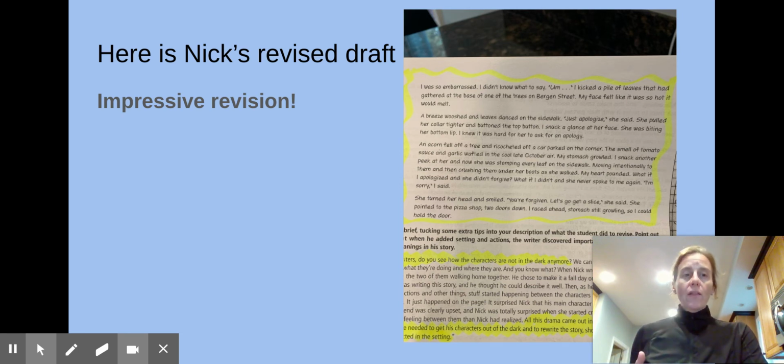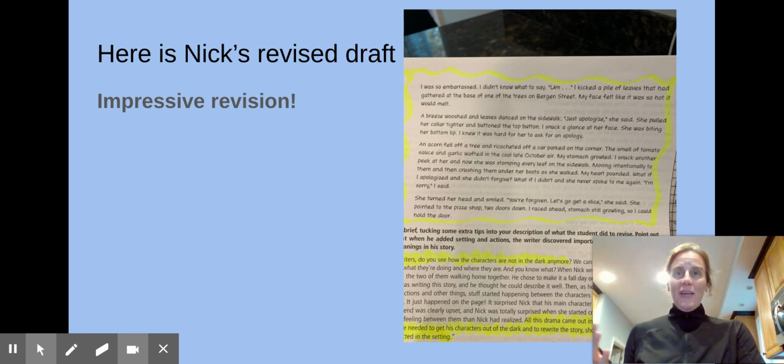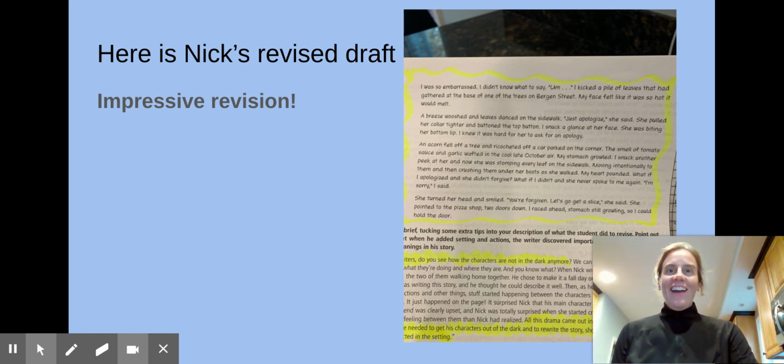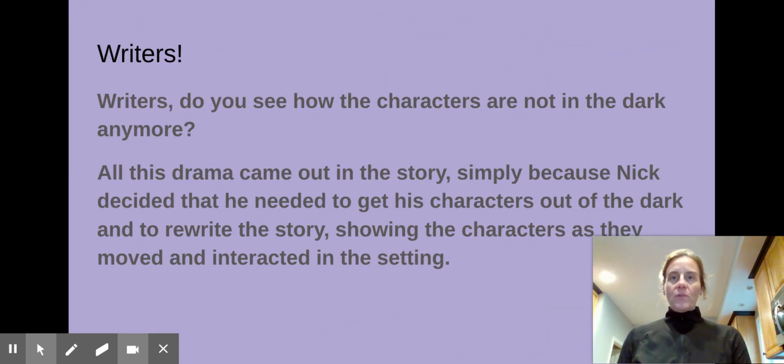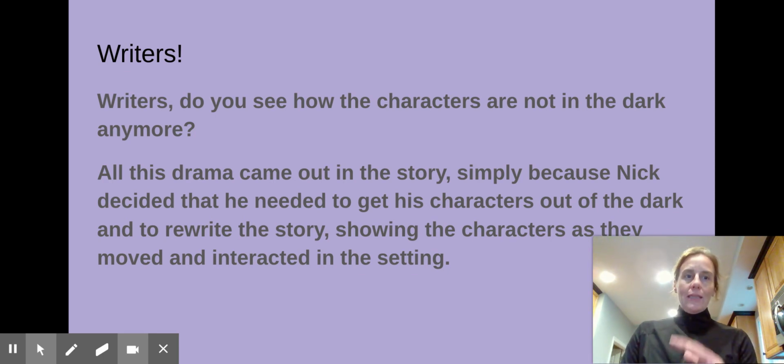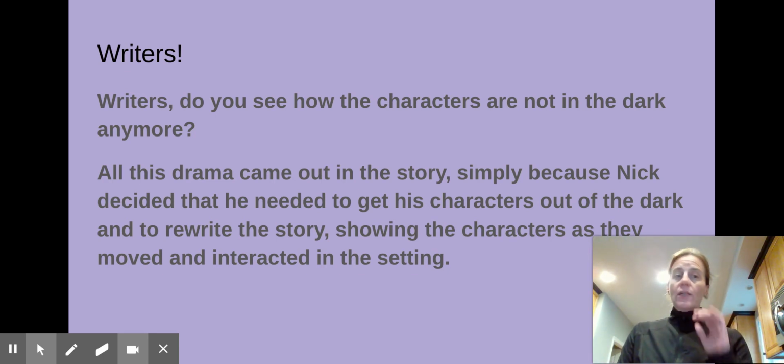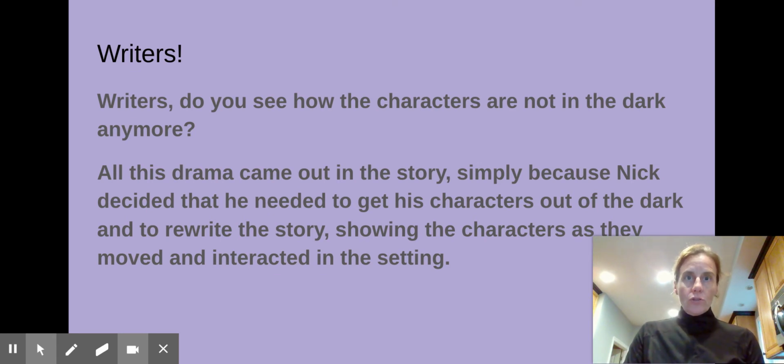So we can let the dialogue speak for the characters, and yet we always have to give them a context in which they're speaking. Otherwise, they're just floating in air, and we don't know how the story is moving forward. Okay? So writers, do you see how the characters are not in the dark anymore? All this drama came out in the story simply because Nick decided that he needed to get his characters out of the dark and to rewrite the story showing the characters that they moved and interacted within the setting. Okay, so if you're picturing that in your mind's eye in your story, you need to somehow get it into the words of your story.